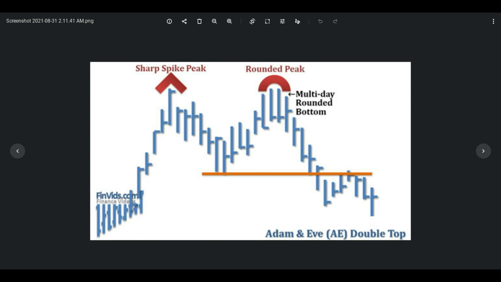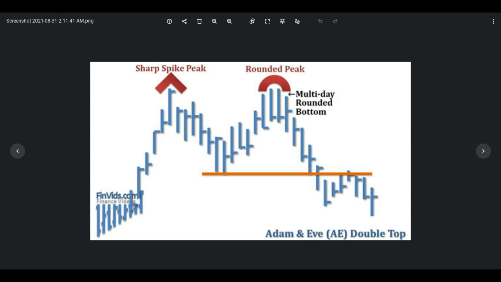I am going over the big book of chart patterns, and we are on chart 13 and 14. 13 is the double top, Adam and Eve, and then 14 is double tops, Eve and Eve.